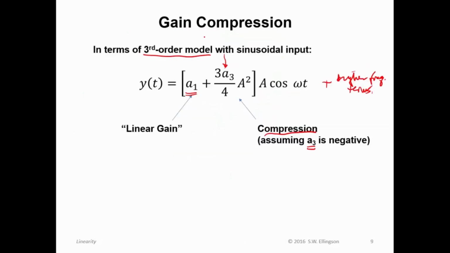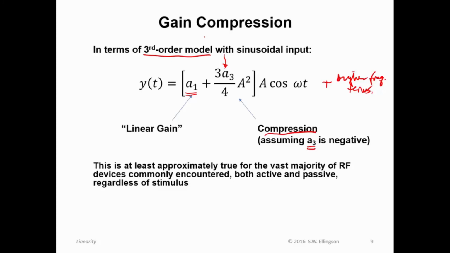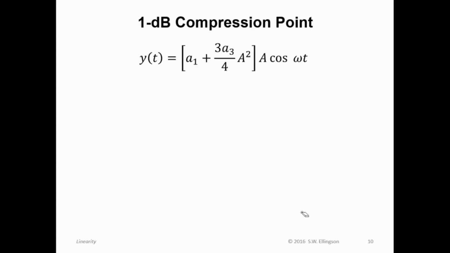However, most systems are compressive. In other words, they lose gain at higher power levels. And this is approximately true for the vast majority of RF devices that are commonly encountered, both active and passive, and regardless of stimulus. Just here I'm showing it for the third order case.